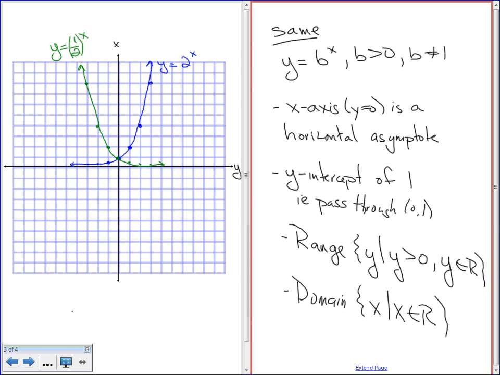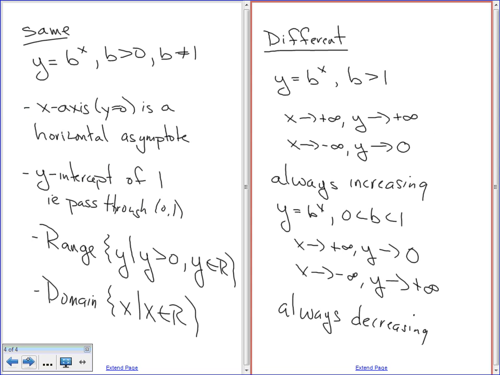Now, if we start adding numbers at the end of it and putting numbers in front of it, that's going to change some of these things, right? But any single number to an exponent x will always have these things in common, and these things will be different, but they're the same for this guy was greater than 1 and this guy between 0 and 1. Any questions on exponential functions?